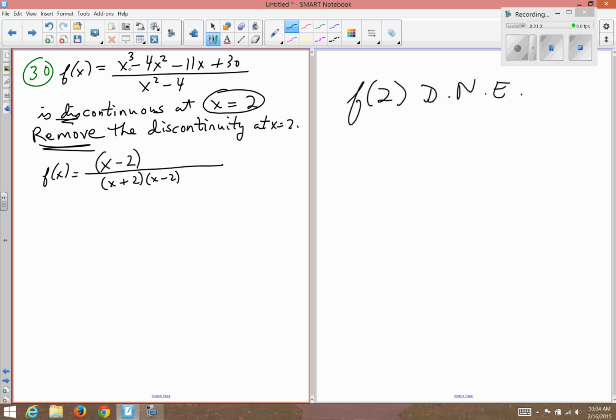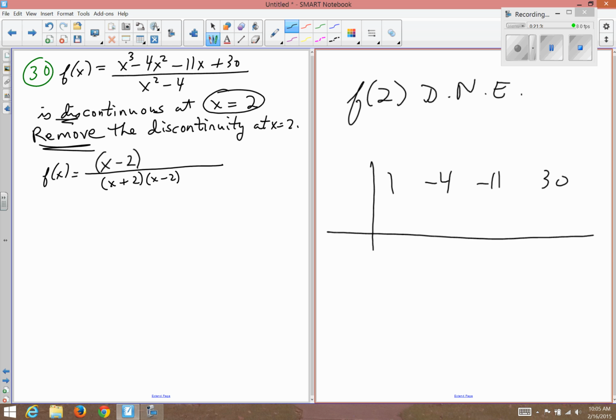Over here, I'm going to do some division, either long division or synthetic division. 1x to the third minus 4x to the second minus 11x plus 30. I want to divide by x minus 2, so I put a positive 2 here. 1 times 2 is 2. Negative 4 plus 2 is negative 2. Negative 2 times 2 is negative 4. Negative 11 plus negative 4 is negative 15. Negative 15 times 2 is negative 30. 30 plus negative 30 is 0.